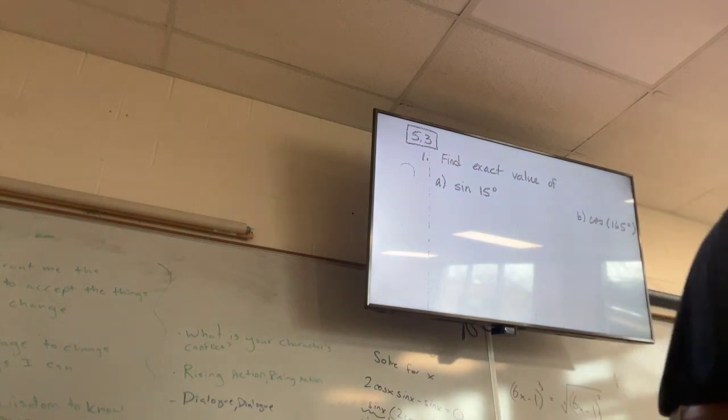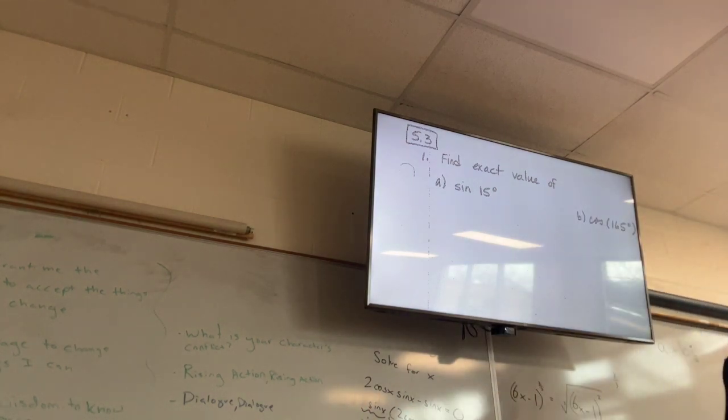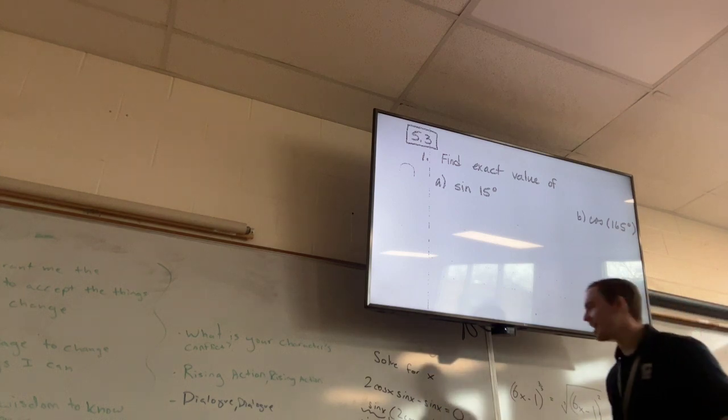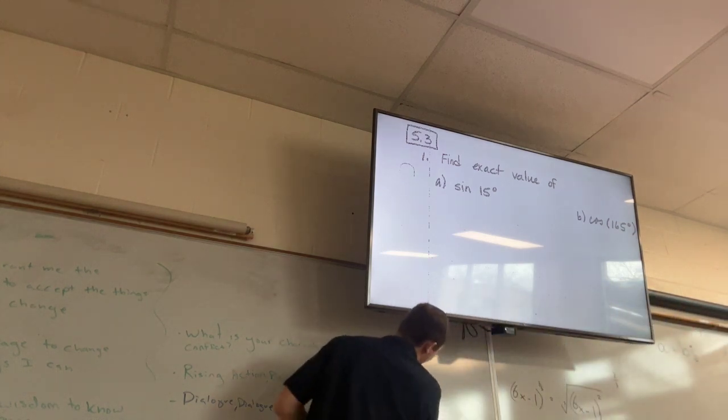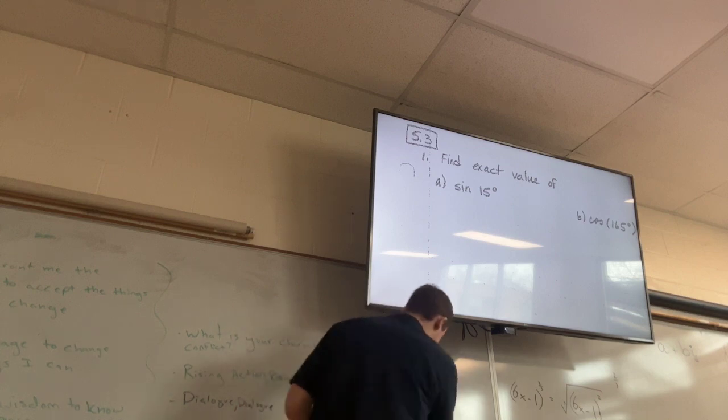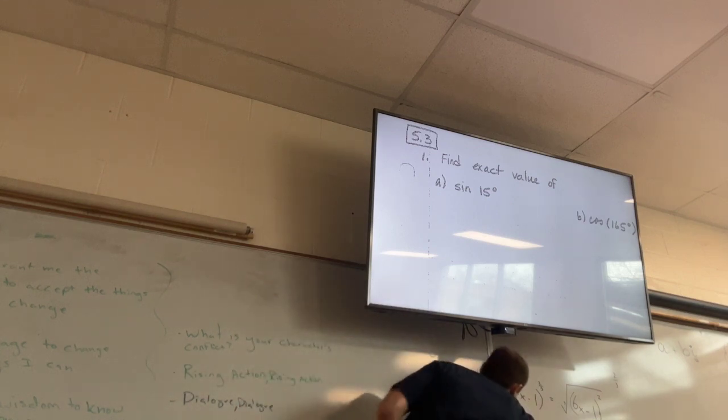Why is this problem kind of tough? Why can we not do this with what we've learned so far? 15 degrees is not on the unit circle. It's not on our special triangles, right? It's not there.